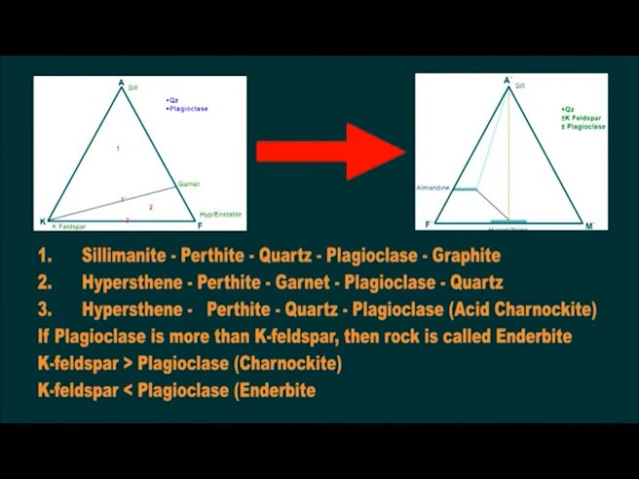Pelitic and quartzo-feldspathic assemblages. Number 1, sillimanite, perthite, quartz, plagioclase plus or minus graphite. Number 2, hypersthene, perthite, garnet, plagioclase plus or minus quartz. Number 3, hypersthene, perthite, quartz, plagioclase, also known as acid charnockite. If plagioclase is more than potash feldspar, then the rock is called enderbite. Potash feldspar more than plagioclase, charnockite; potash feldspar less than plagioclase, enderbite.